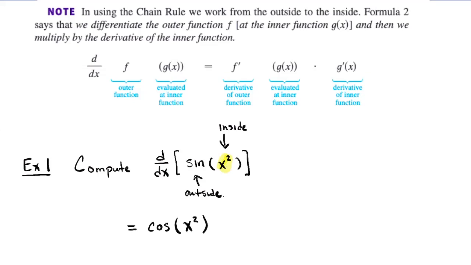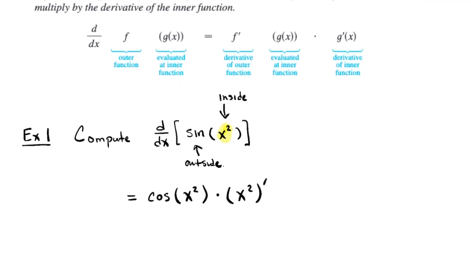So the computation starts off with the derivative of the outside function, cosine at x squared, and then you need to multiply that by the derivative of x squared. You can do this on the fly, but since this is our first time, I'm going to write it as two steps. So when I'm done, I'll write that I've got the cosine of x squared times, well, the derivative of x squared is 2x.